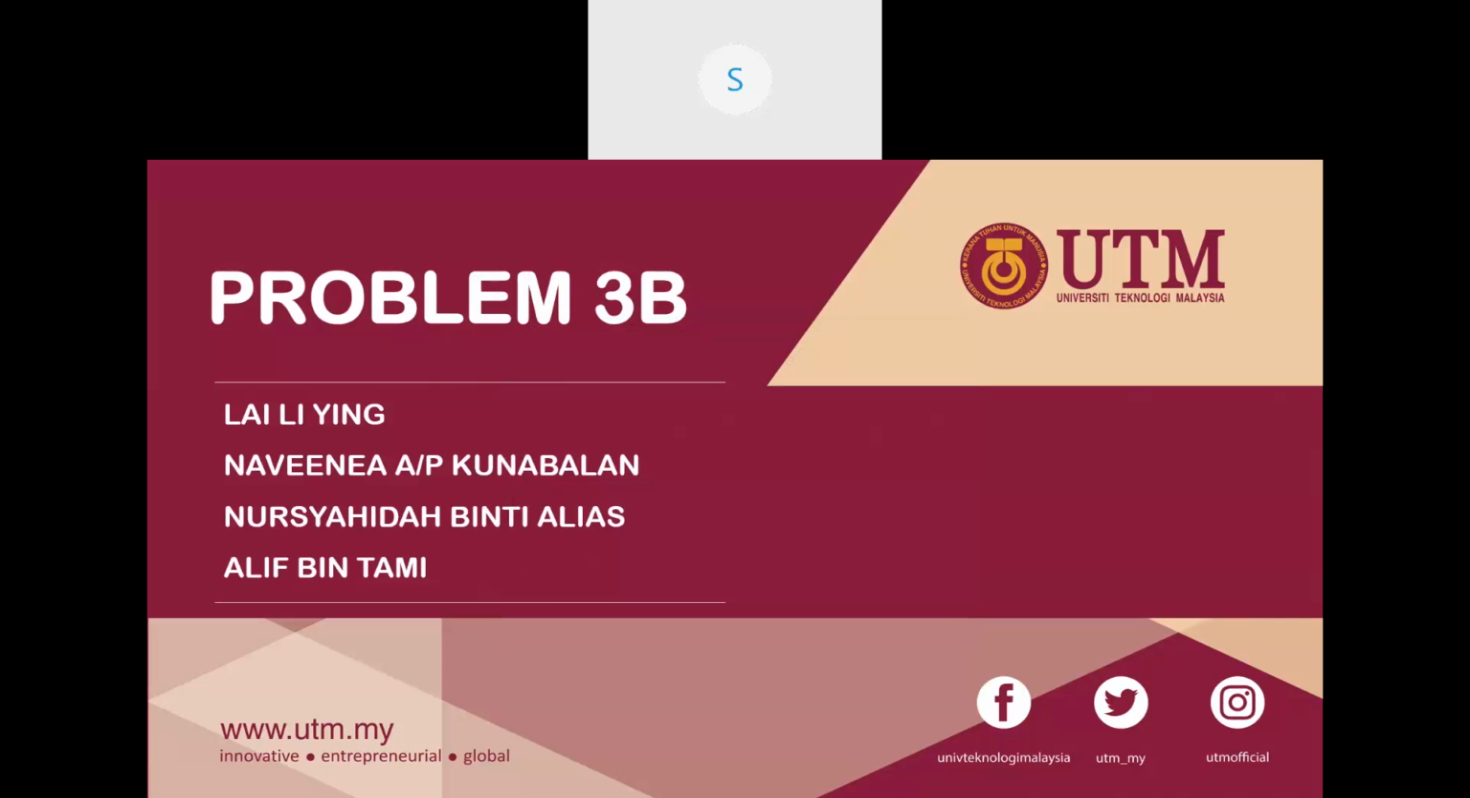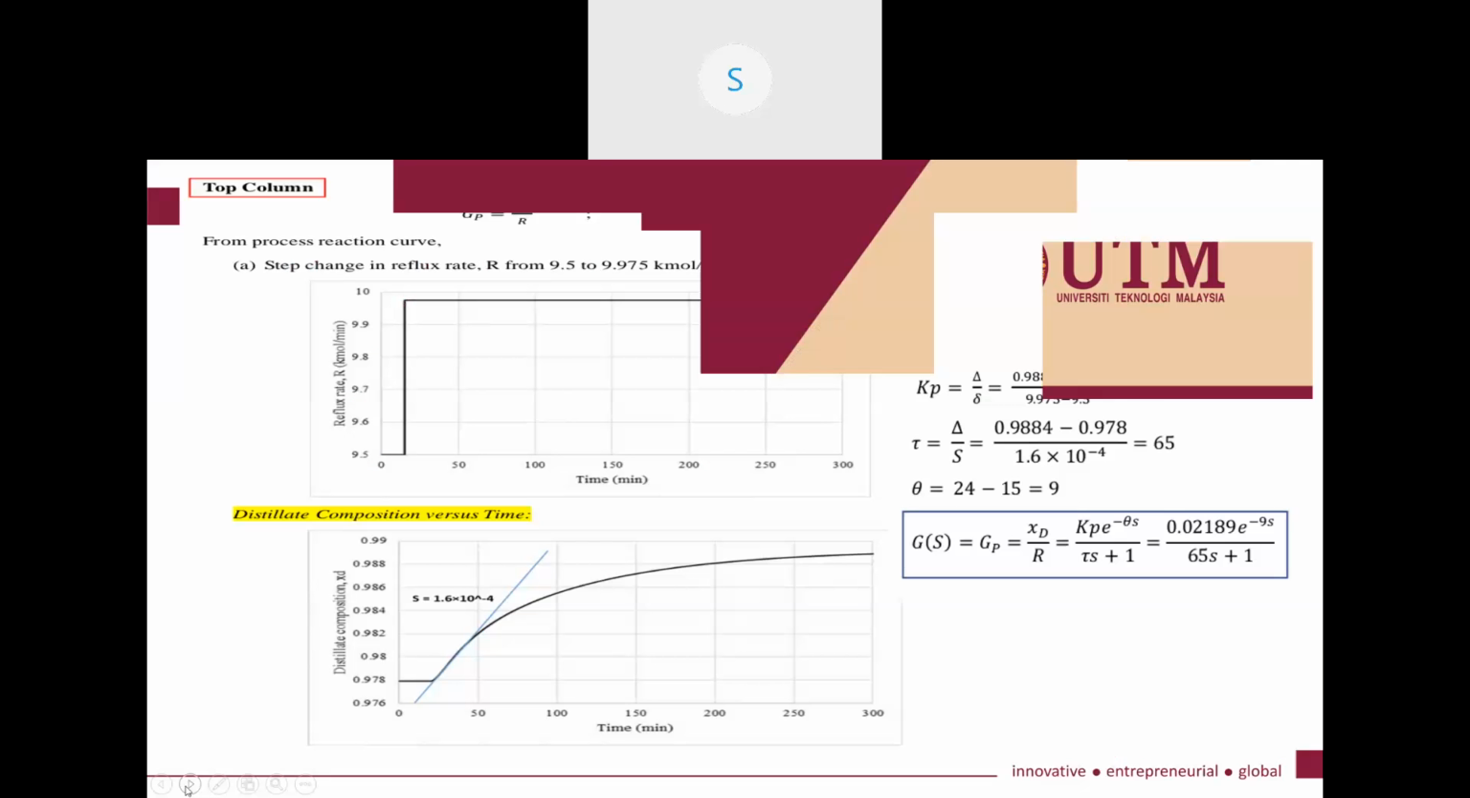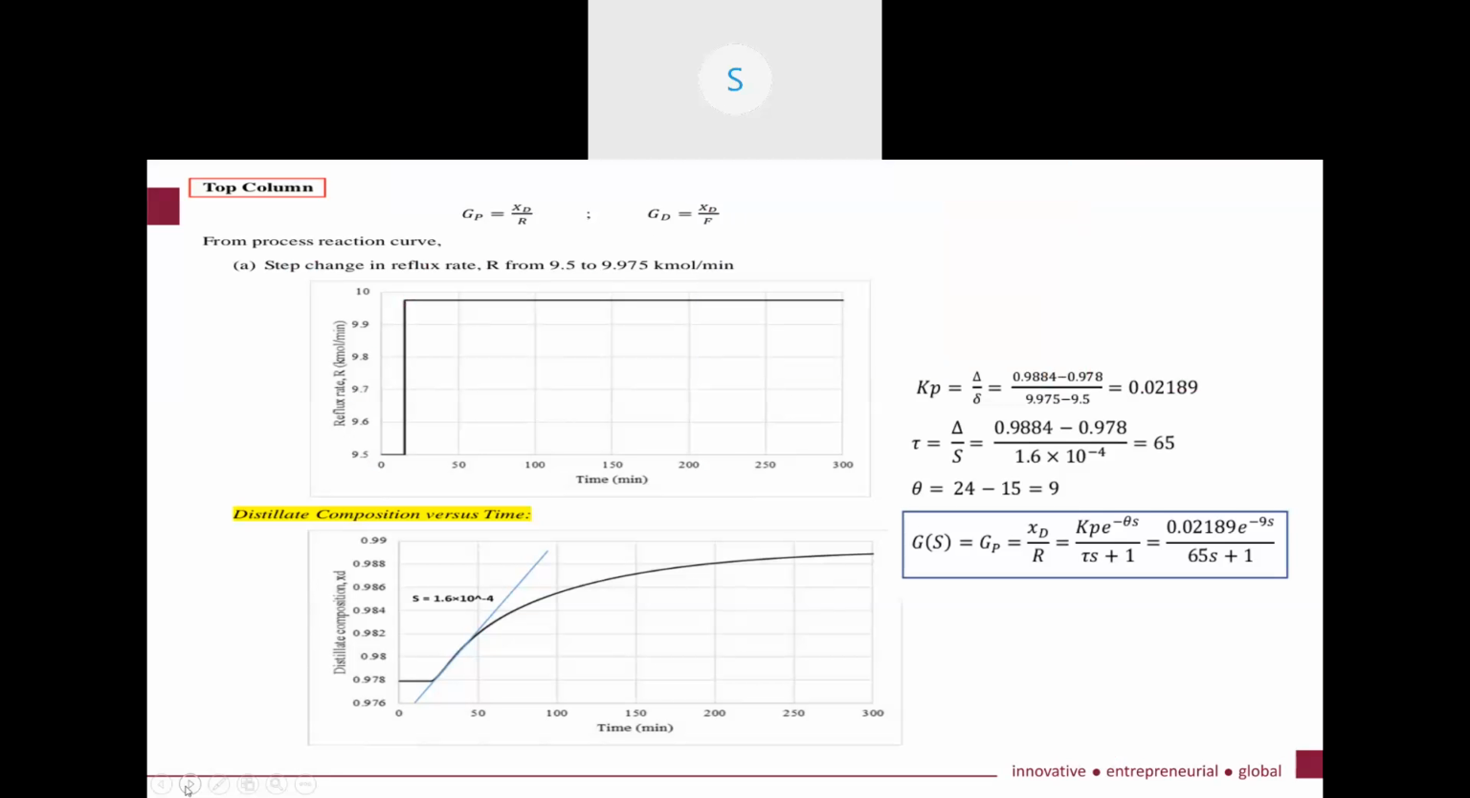We would like to discuss problem 3B. From the open loop step response graph, we first need to find the step change from 9.5 to 9.975 kmol per minute. Then we also need to find GP and GD, where GP is equal to XD over R, and GD is equal to XD over F. Then we use the steps shown to find the values for GP and GD.